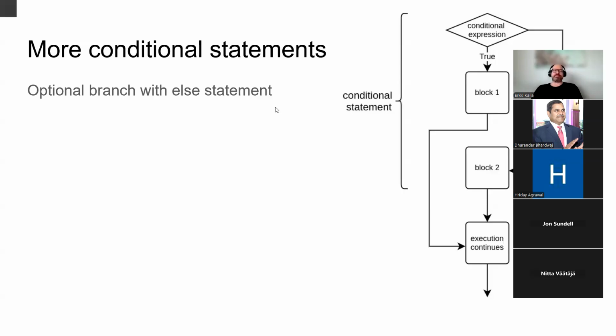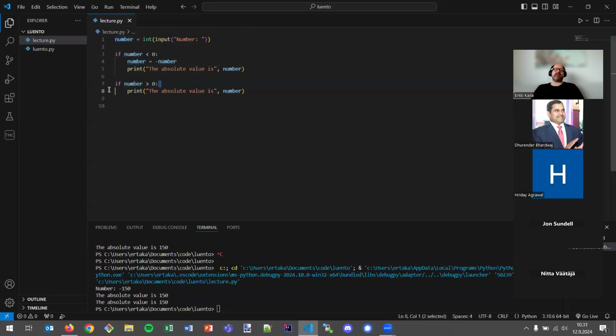So we can change the program. Instead of having a second consecutive if statement, let's have an else statement there. Now how we should read this is that if this condition, number is less than 0, is true, then we execute this block in lines 4 and 5. If this condition is false, then we execute the block at line 8.